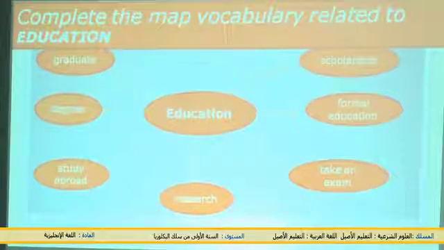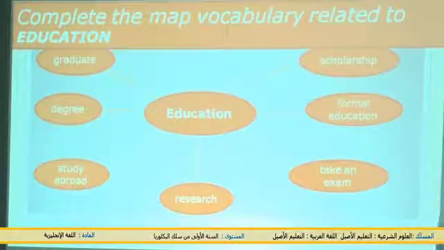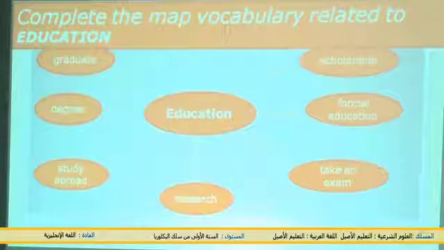And we have got scholarship. As I have already explained, a scholarship is a grant given or granted to brilliant students to cover the expenses of studies, especially in another country. We have got formal education. You remember formal education. What is formal education?